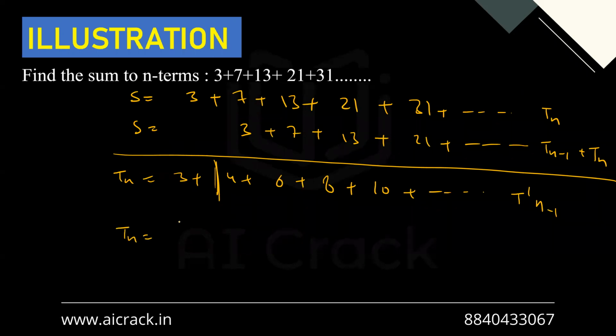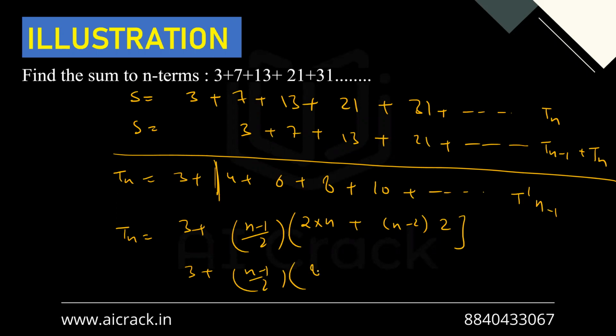Now Tn would be 3 plus the summation of these n minus 1 terms, and this is an AP. So that would give me (n−1)/2 times [2a + (n−1−1)d], that would be (n−2) times d. d would be 2 over here, right? So I'll get 3 + (n−1)/2 times (8 + 2n − 4). That would become 2n + 4, so this 2 cancels and this becomes n + 2. That would give me 3 + (n−1)(n+2). So this is our Tn, and you have to find the sigma Tn.